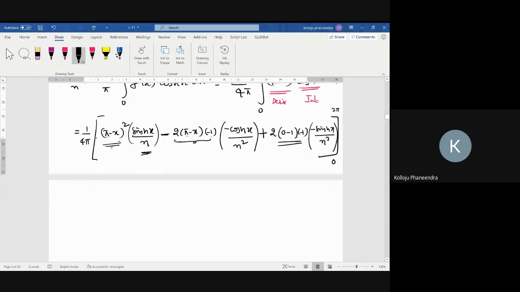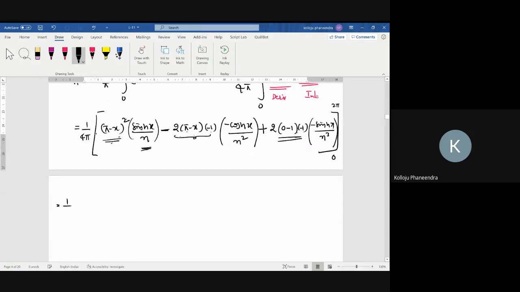Now, substitution of limits is very important. This is equal to 1 by 4 pi. Now I take the substitution of limits. First the upper limit, in place of x put 2 pi. Sine n times 2 pi is 0, so the first term will be 0. Next, minus into minus gives plus, 2 into (pi minus 2 pi), and what is the cos?